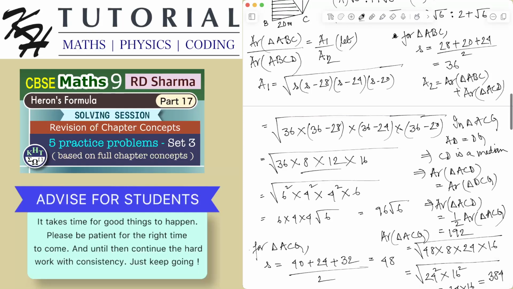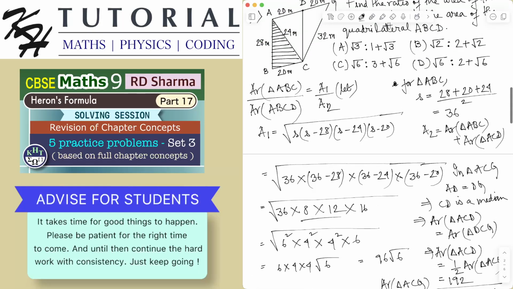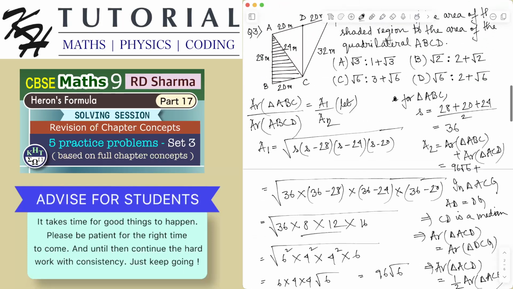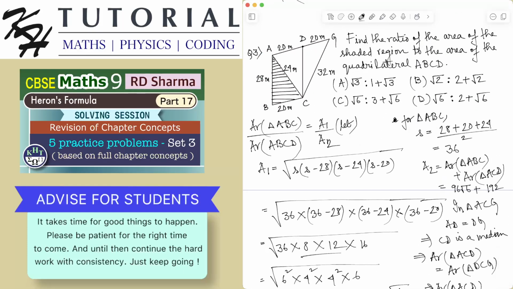The area of triangle ACD is 192. Then what is A2? A2 is the area of triangle ABC, which is 96 square root of 6, plus the area of triangle ACD, which we have found to be 192. So what will be the ratio? The ratio A1 by A2 will be A1, which is 192, divided by A2, which is 96 square root of 6 plus 192.